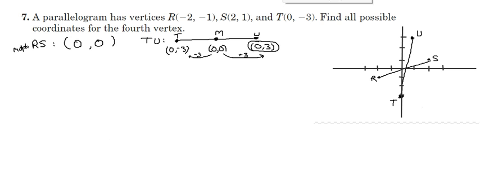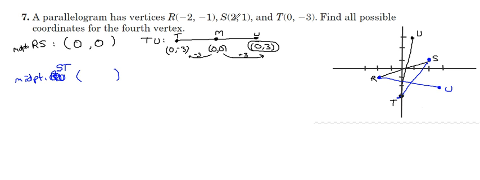Now, let's look at a different possibility here. Let's say I have R, S, and T again, and I could have U be somewhere over here. Well, I'm going to go through the same process again. However, this time I'm looking at the midpoint between S and T, and therefore that will be the same as the midpoint between R and U. So let's first find the midpoint between S and T, ST.